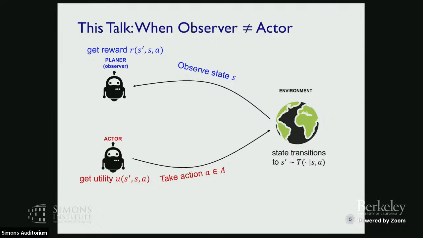But how do these two agents interact with each other? And this is where the idea of persuasion comes into the picture. In particular, you can see that the observer has an information advantage. Right? The observer can observe the state of the world, but the actor may only have some prior belief about the state. And therefore, the observer can influence the actor's behavior by strategically communicating this realized state to the actor. And this is what has been very extensively studied in the econ literature. It's called persuasion or information design. Yes.